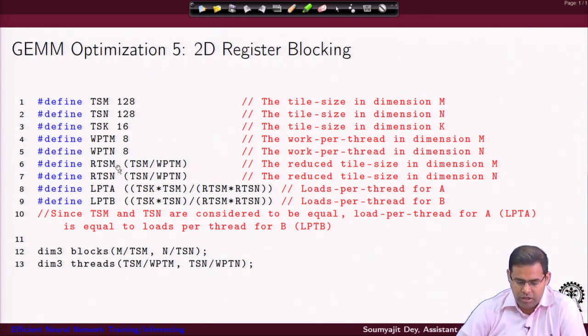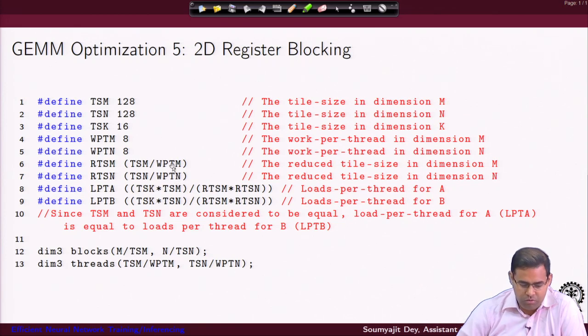So, then the reduced tile size in dimension m, RTS m, would be the tile size in dimension m divided by the amount of work we are now giving to a single thread in dimension m, right. So, it is just the tile size in dimension m divided by the work per thread that we are now trying to define in the same dimension. So, that gives me this RTS m. Similarly, I can have an RTS n, right. So, that is essentially nothing but TSN divided by the work per thread that I have defined in the dimension n, right.